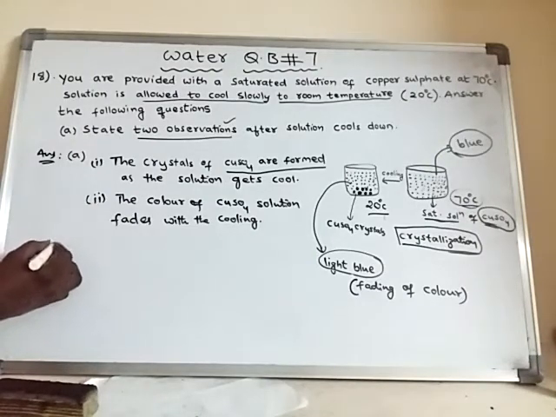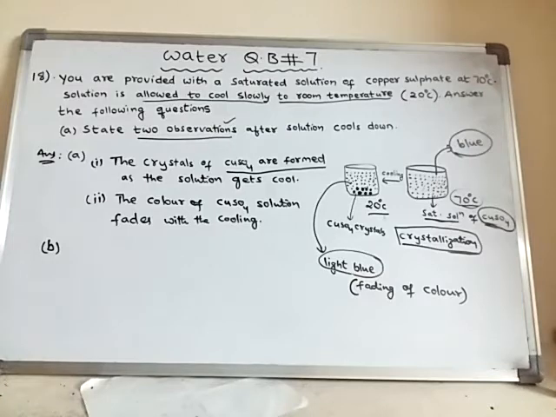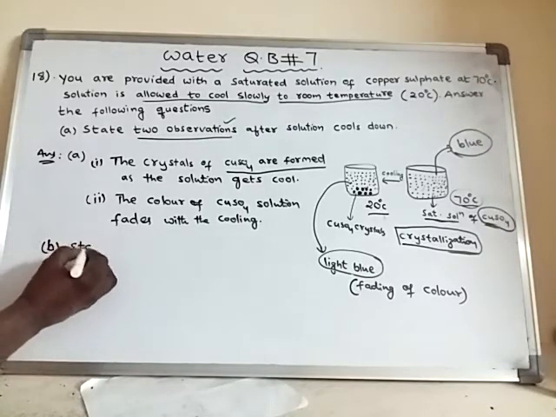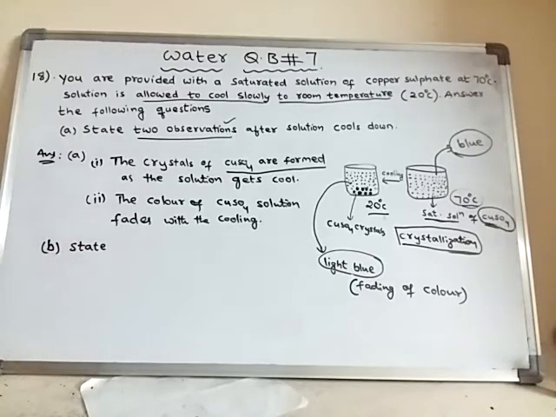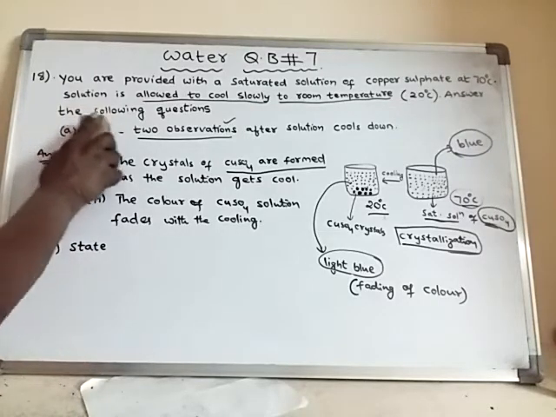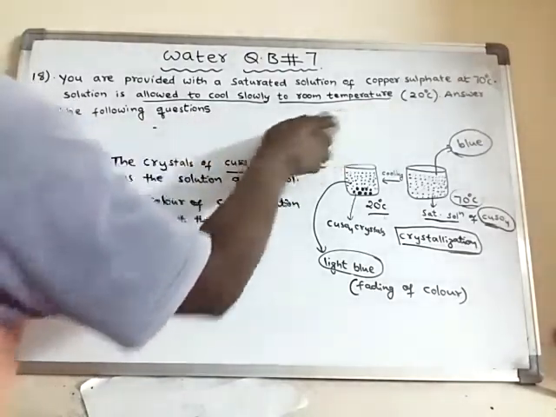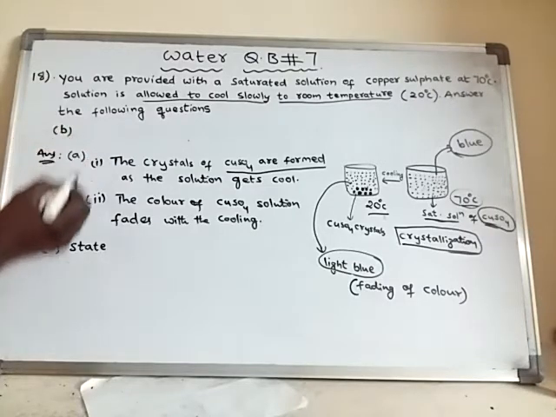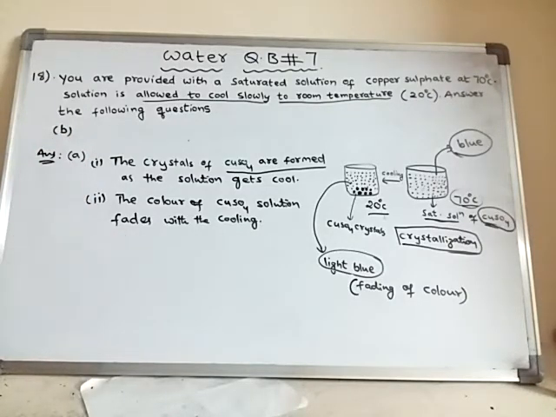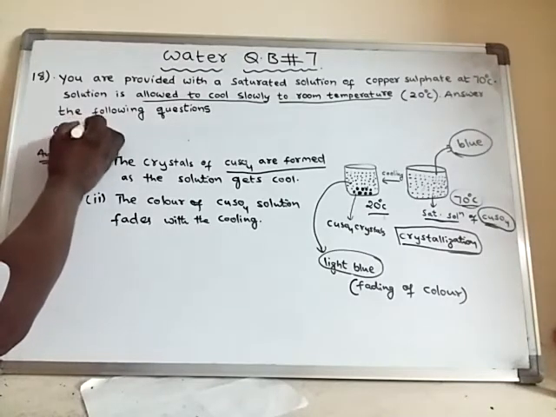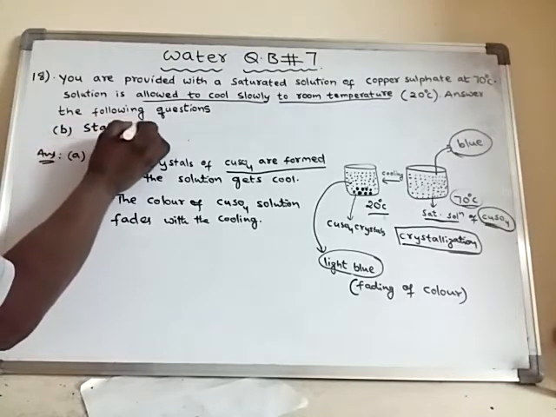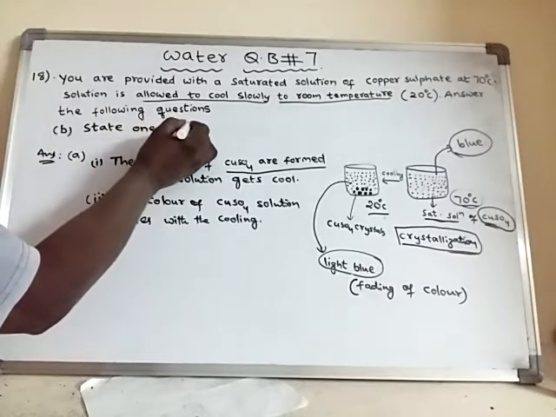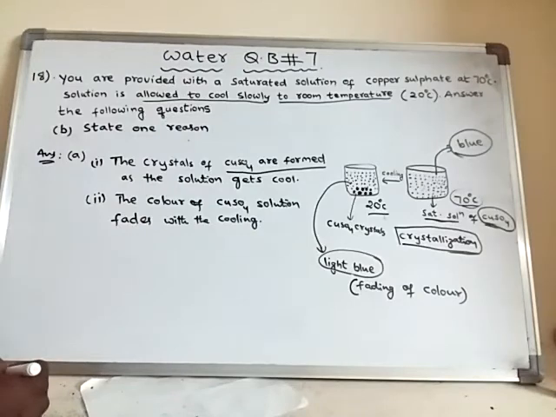Next, sub-question number B. What is that one? State one reason for each of your observation. I'm rubbing this one because of no space, so simply I'm writing this question as B. So what is this B? State one reason for each of your observation.